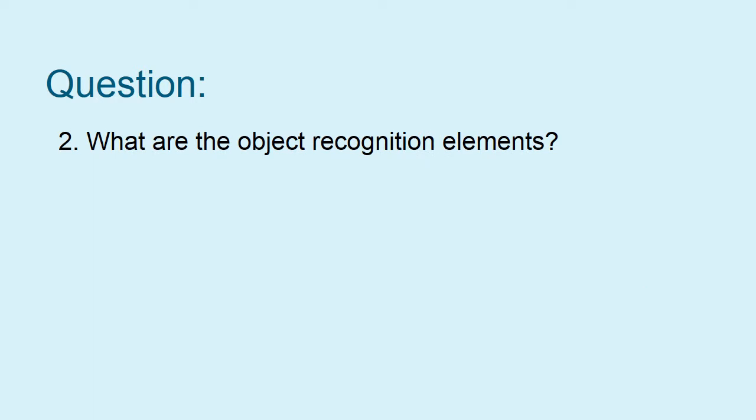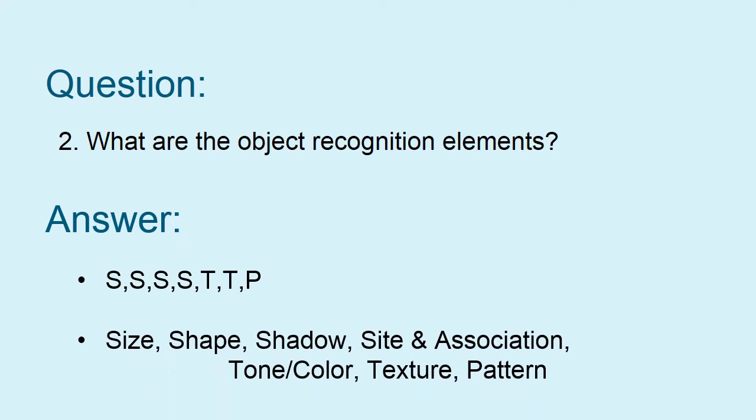Second question had to do with what are the object recognition elements. And one way to remember this is STP. Those are size, shape, shadow, site, that's site or association, tone or color, texture, and pattern.